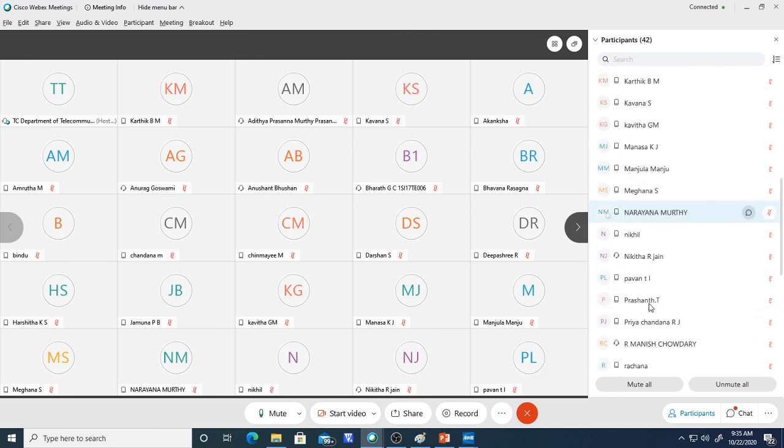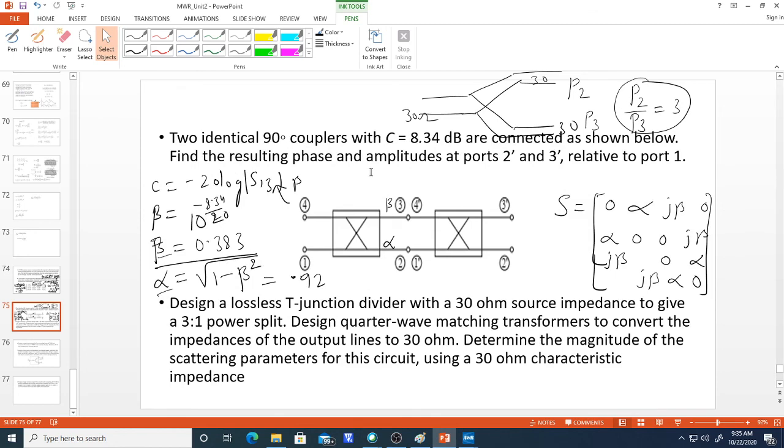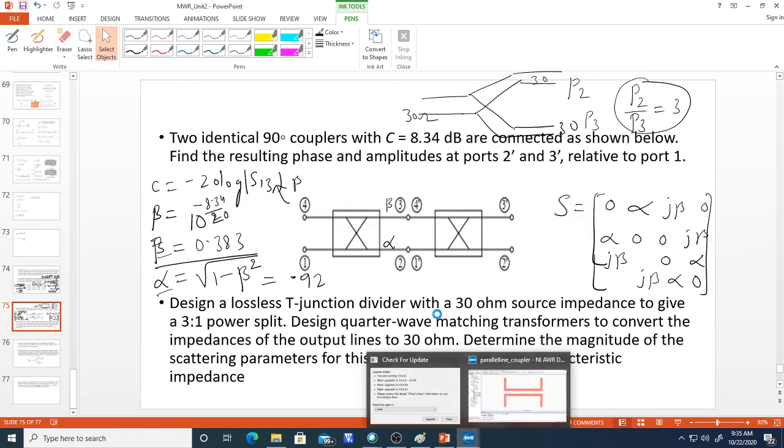Okay, so anybody who is having any doubt, you can ask. Even later we'll provide these design details. Okay. So now we'll move to the next problem.